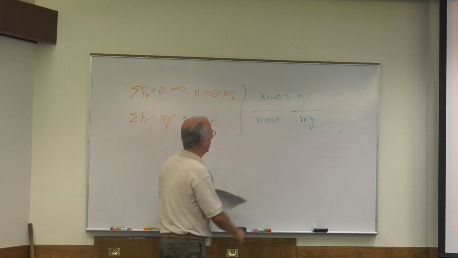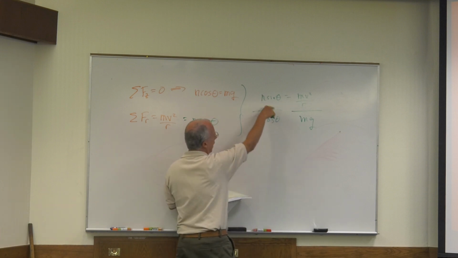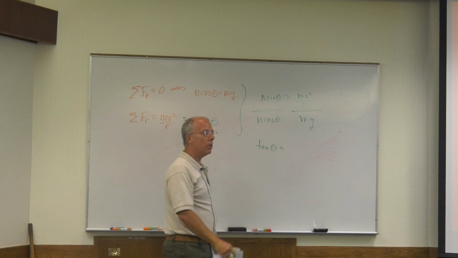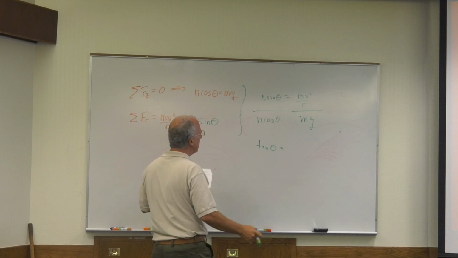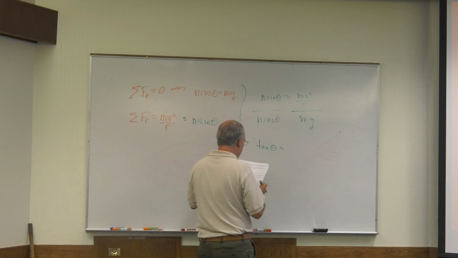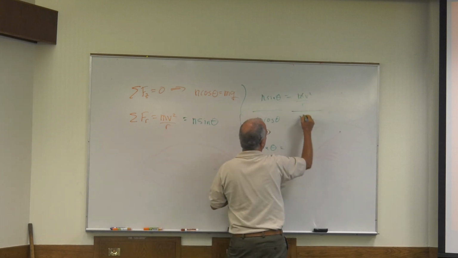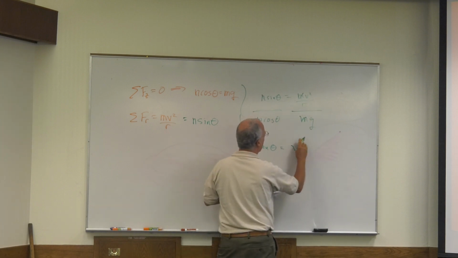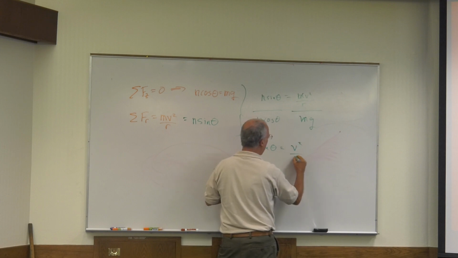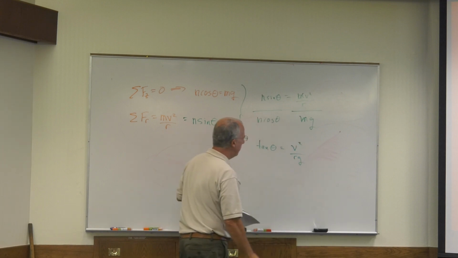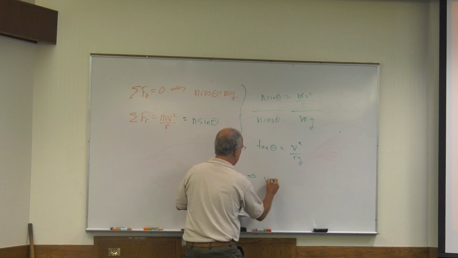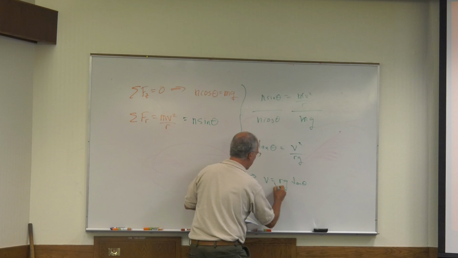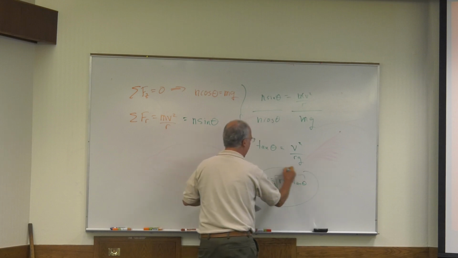So here the n's cancel, and sine over cosine is tangent, so I have tangent theta. What cancels? The mass. Once again, the mass cancels, goodbye. Then I just get v squared over rg. I'm trying to solve for v, so v equals the square root of rg tan theta. And that's the answer.